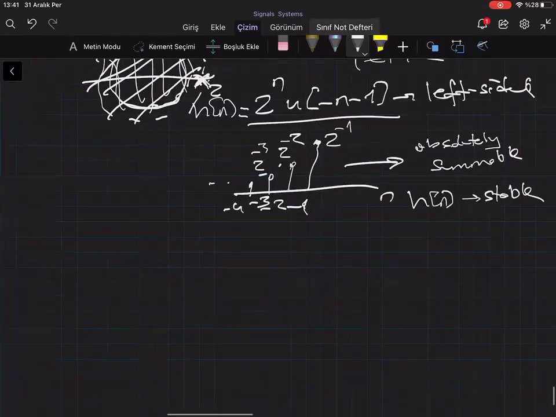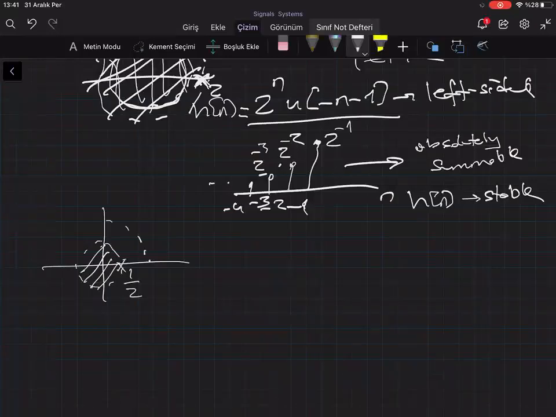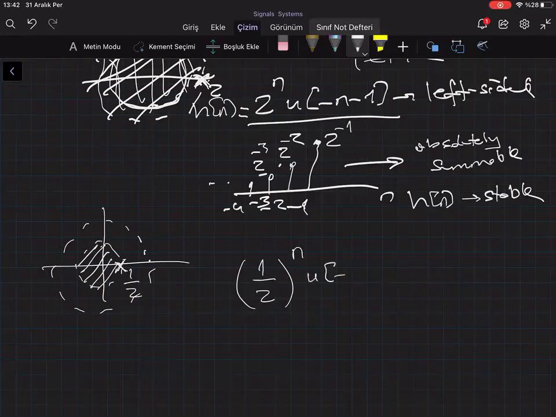For example, if I have such a situation, my pole is at 1 over 2, and I'm shading only inside. I'm not shading the unit circle. The unit circle is not included. What does it mean? My pole is at 1 over 2 to the power n, but this time, because I'm going inside, it should be u of minus n minus 1, because this says it's a left-sided sequence.